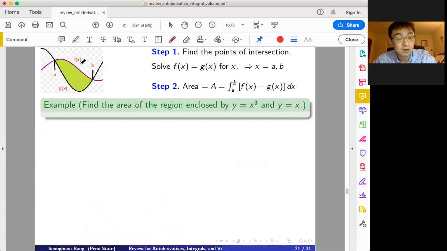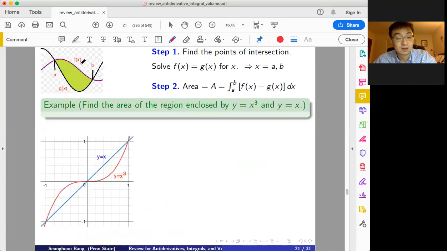In this example, find the area of the region enclosed by y equals x cubed and y equals x. So like this. How can you find it? First, the intersection points, you solve x cubed equals x. Subtract x from both sides.